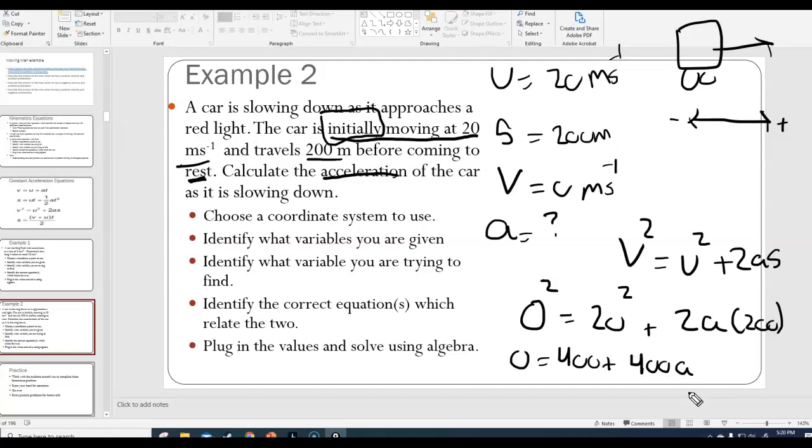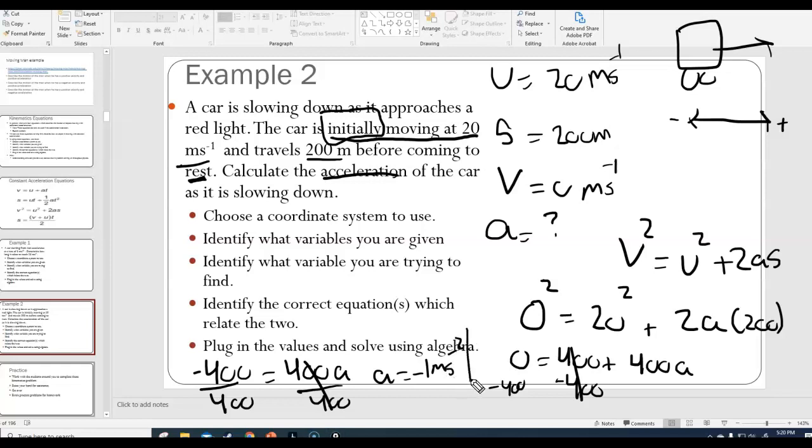Please make sure that you don't fall into the algebra trap of adding 400 and 400A. You cannot add these because they are not like terms. That does not give you 800A. That gives you 400 plus 400A. It's like adding apples and oranges. You can only add them if they're the same thing. So I need to subtract 400 on both sides. Negative 400 equals 400A, and A is -1 meters per second squared, and I box that because that's my answer. Negative 1 meters per second squared.